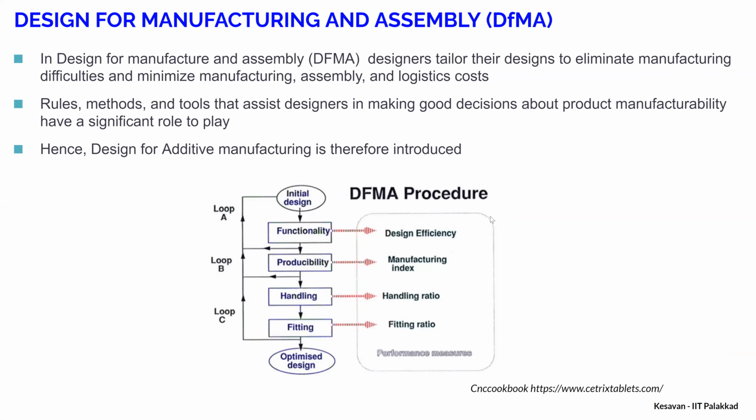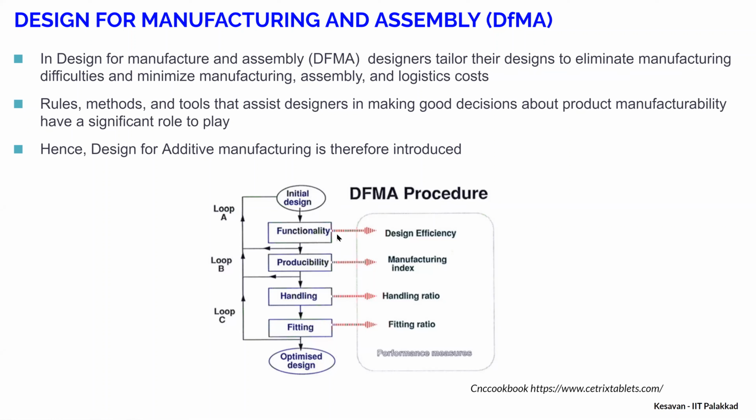So for example, if I'm making any component, I start with the initial design, and I need to always remember what the functional requirement is, what the functionality of the component is. That is my first and foremost requirement. Then producibility, handling, and fitting. So finally, I end up with the optimized design. This is what we conventionally follow.